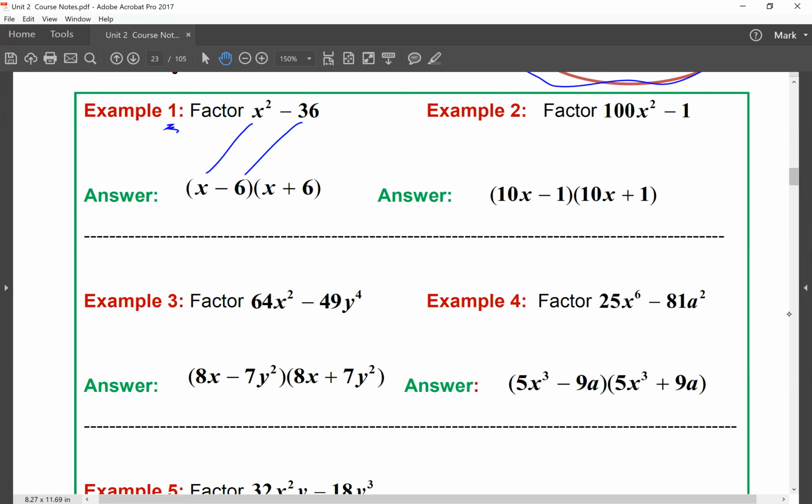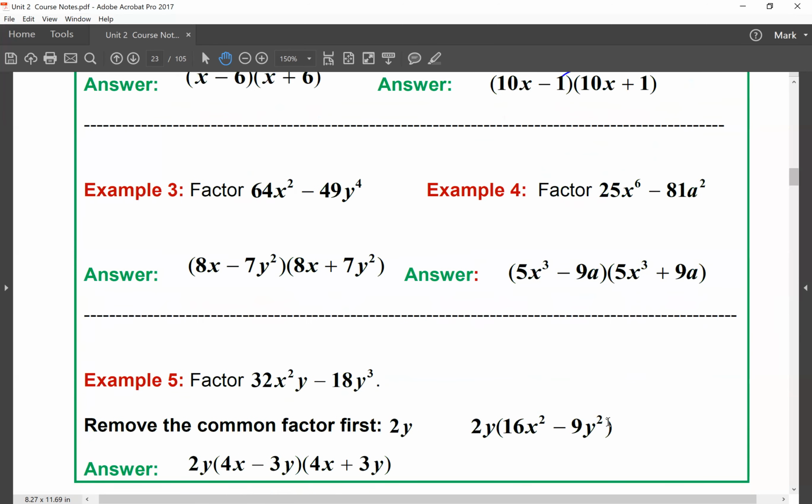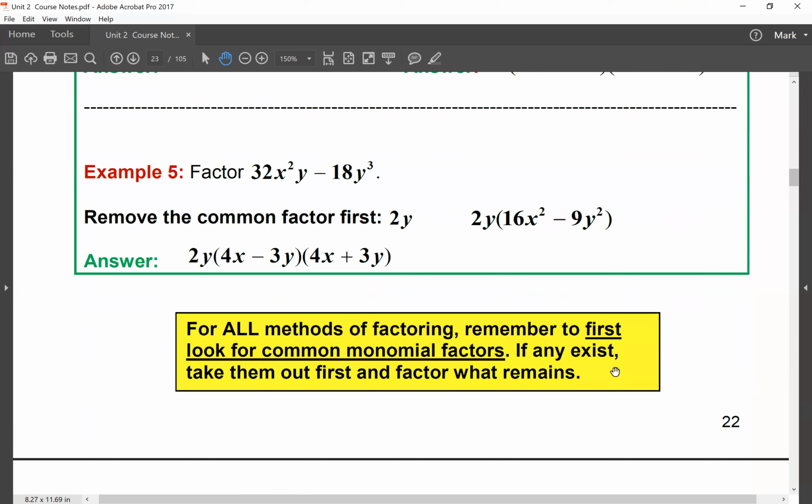If you look at example number 2, a little bit more complicated here. What is the square root of 100x squared? Well, it's 10x. 10x times 10x is 100x squared. Now, the square root of 1 is just 1. So this would be 10x minus 1 and 10x plus 1. You can see all these examples here, but let me do one for you.